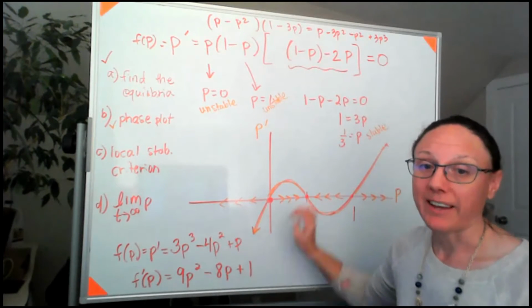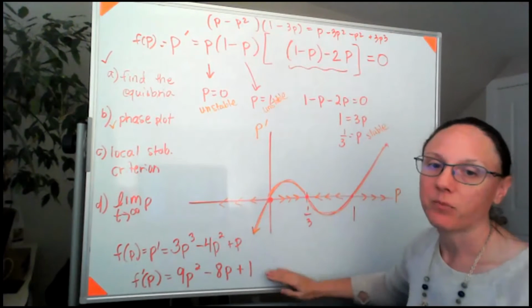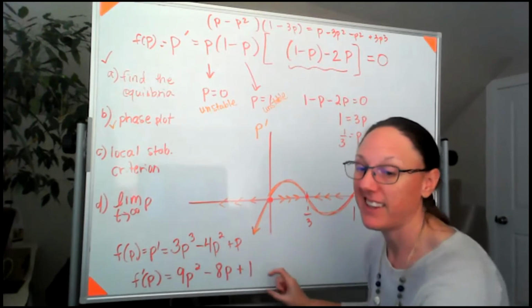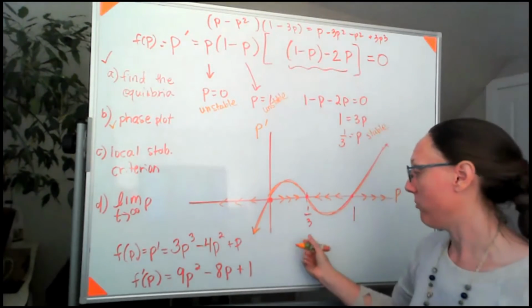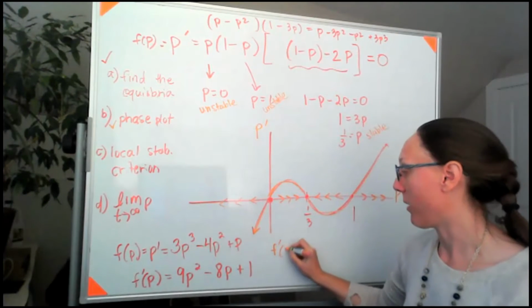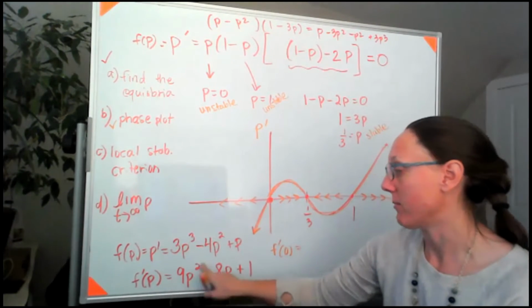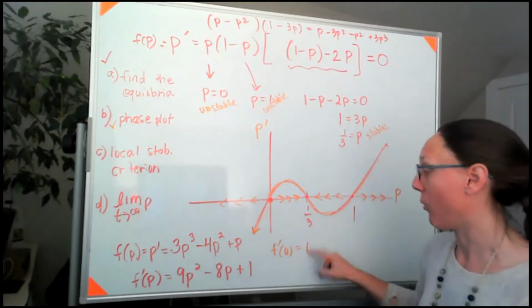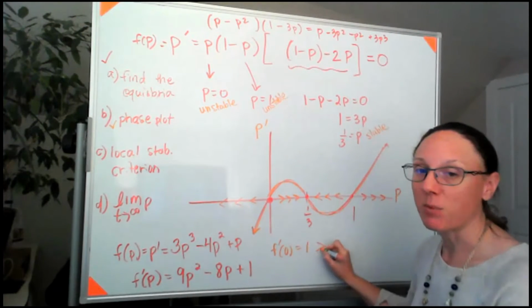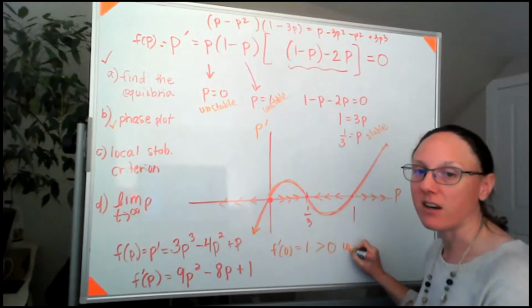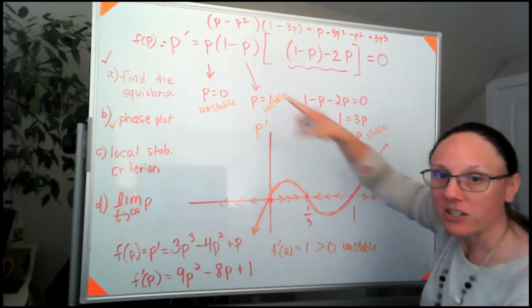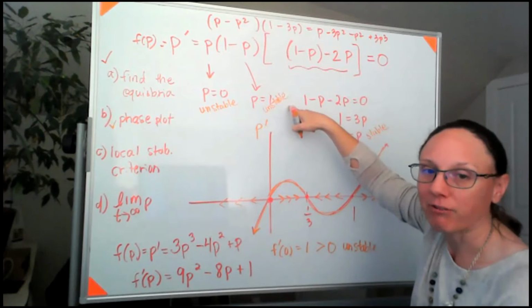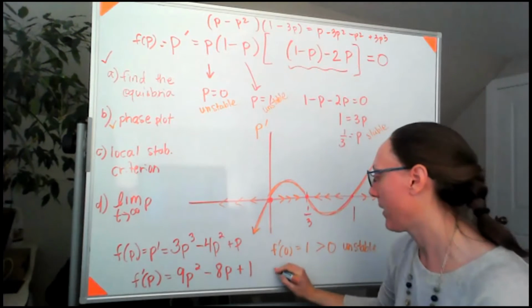And then we're going to check at each of our equilibria what's the value of this f prime. So at 0, f prime of 0 is 9 times 0 squared minus 8 times 0, plus 1, so I get 1. Because that's positive, I know this is unstable, which matches what we got from using the phase plot.